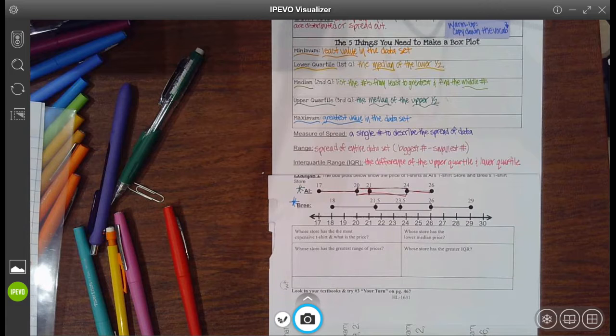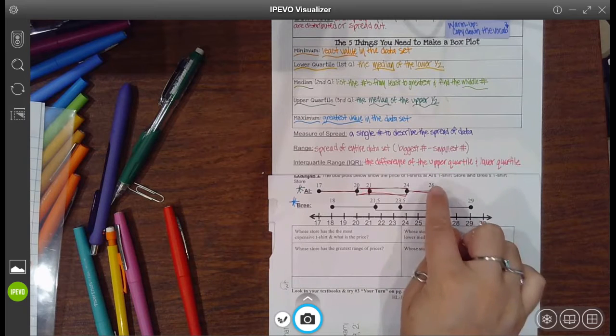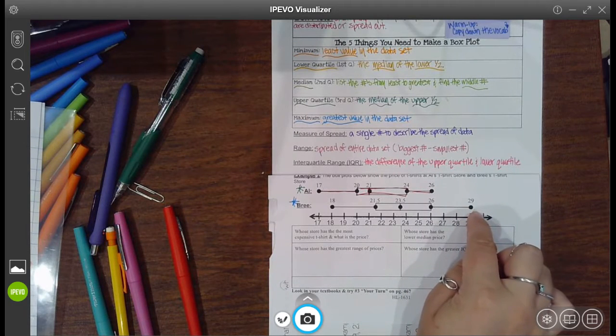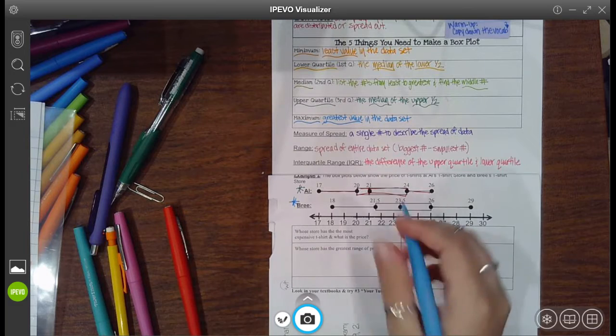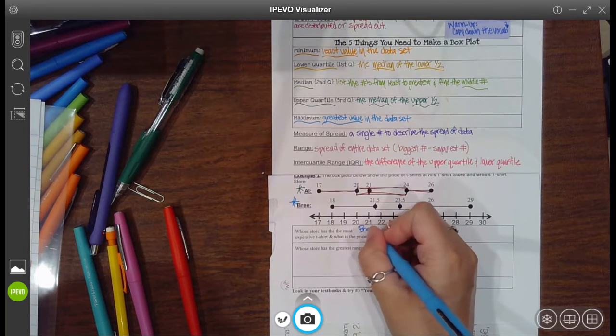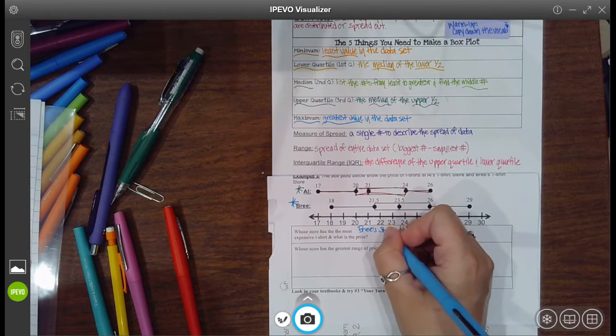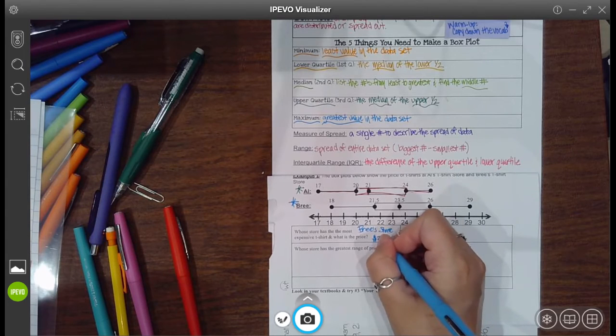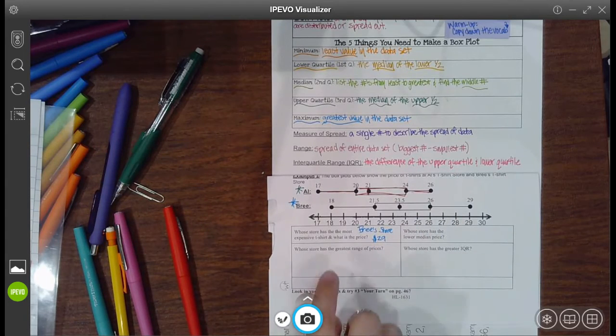Whose store has the most expensive t-shirt, and what is that price? Well, the most expensive would probably be the maximum value. So here's 26, this one's 29. So 29 wins, and that's talking about Bree's store. Raking in at 29 bucks for that t-shirt. Okay. Whose store has the greatest range of prices?